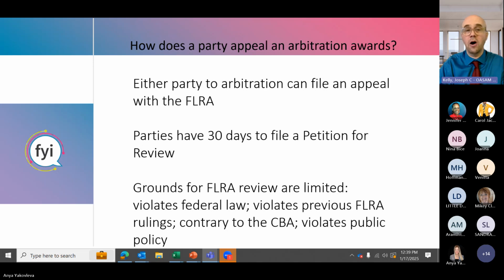And those grounds are, it's got to do one of four things. It's got to either violate federal law, or violate a previous FLRA ruling or an FLRA rule, or be contrary to the parties' collective bargaining agreement, or the arbitrator's award violates public policy. If any of those four issues are the case, then the FLRA has jurisdiction to review the award.